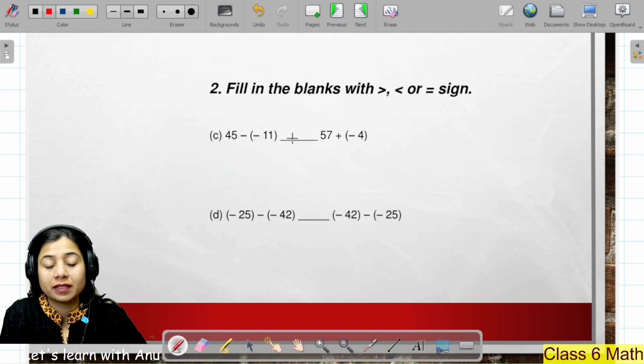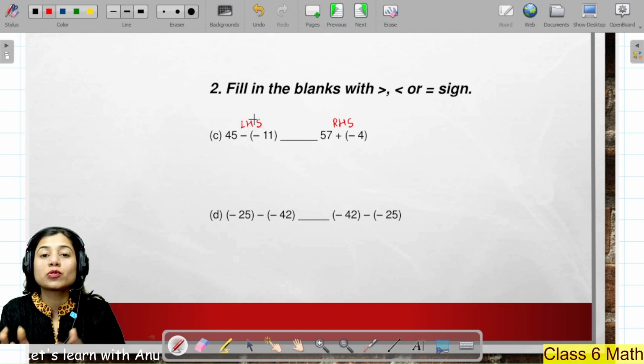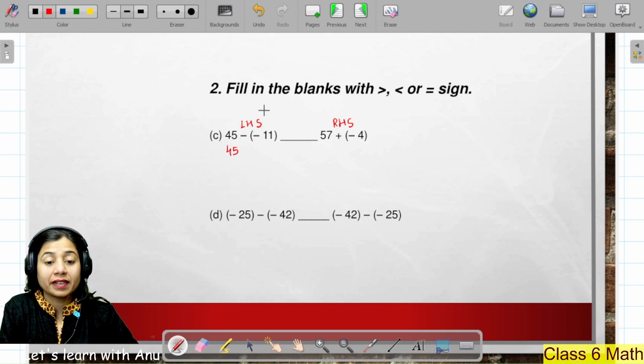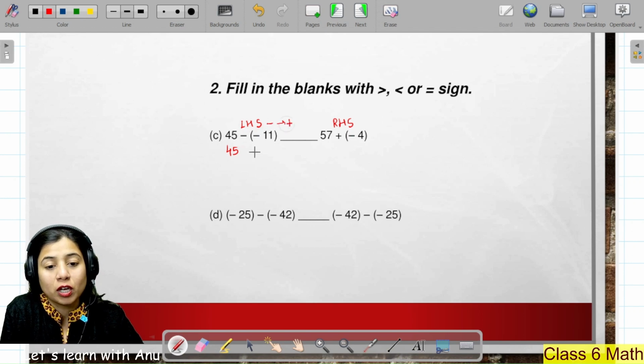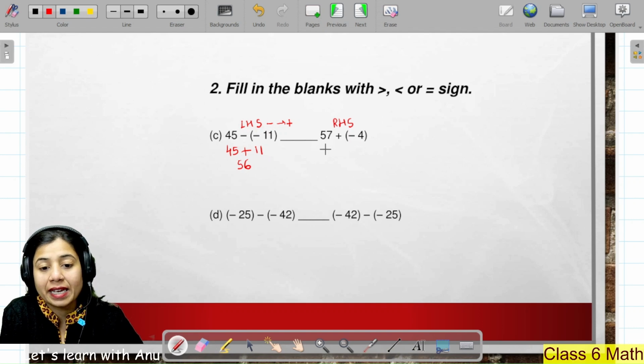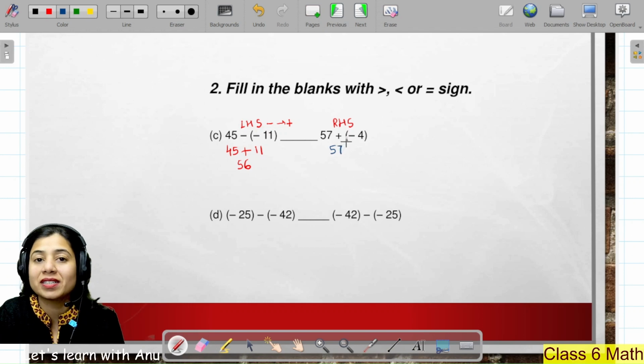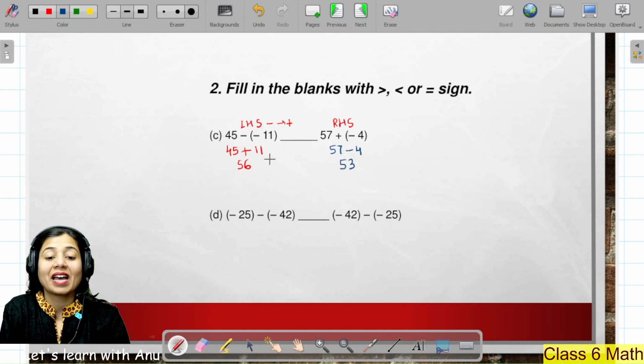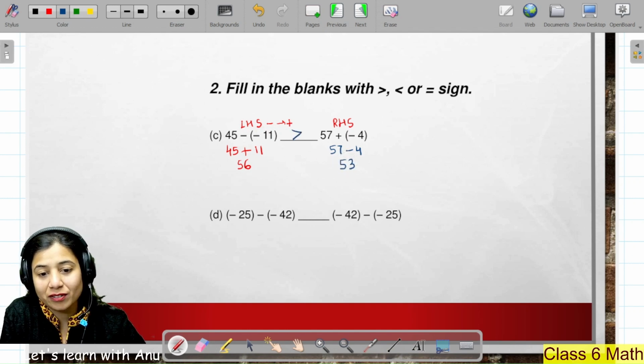Moving ahead to the C part, in this also we have a right hand side and left hand side. So if we have to compare, then we are going to solve both the sides. So first let's solve the left hand side. So we are going to open the brackets. Again, if we have a negative sign outside the bracket, the inner sign is going from negative to positive. So it will become plus 11, and 45 plus 11, we have 56. And moving to the right hand side, if we solve it, 57, because a positive sign is there outside the bracket, so the inner sign is maintained. So it's 57 minus 4, and that is 53. And it's very easy that 56 is greater than 53.